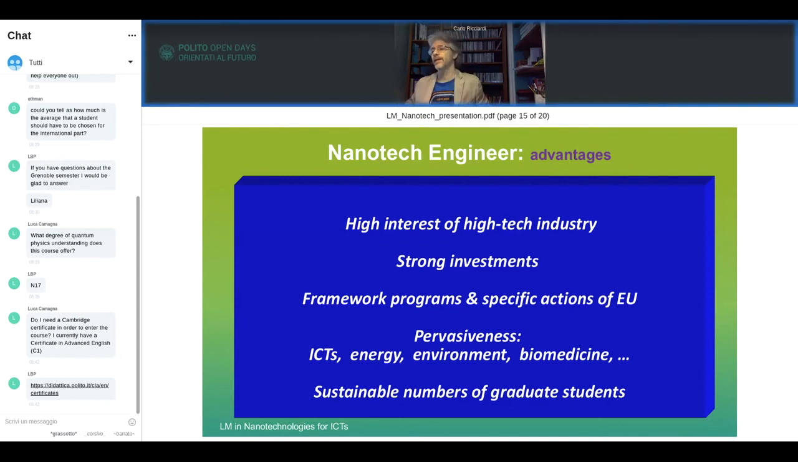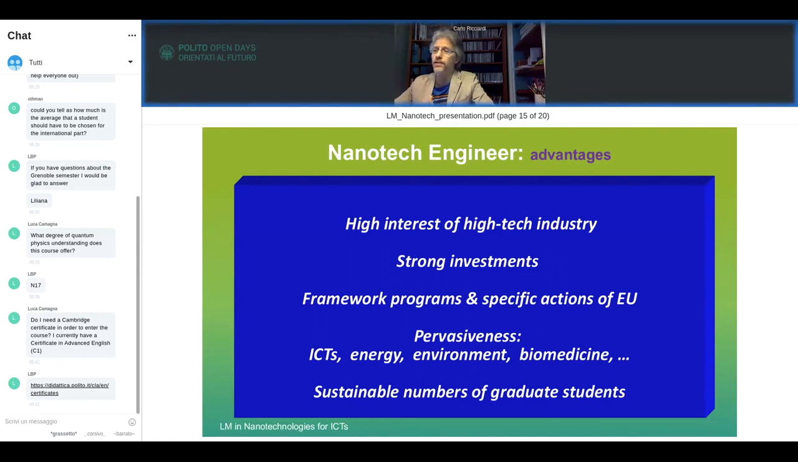The other thing that is important is, as I was saying before, the sustainable number of graduate students. I think this is important. So you have few students per year. Let's say we said 60 maximum of the international, let's say 100, I would say, completely, if you count all of them, not more. And so that means you're recognized, and this is a really good thing.